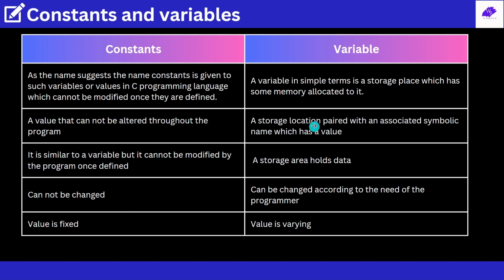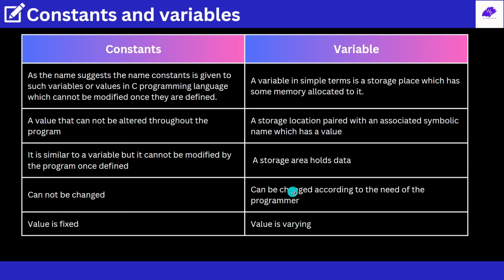A storage location paired with an associated symbol name which has a value, that is int num is equal to 31. So it is a variable whose value can be changed in a further program. A constant is similar to a variable, but it cannot be modified by the program once defined. So there is no difference, the only difference is we cannot change the value of a constant. A storage area holds data, that is the variable name is num. So num will store the data that is 31.